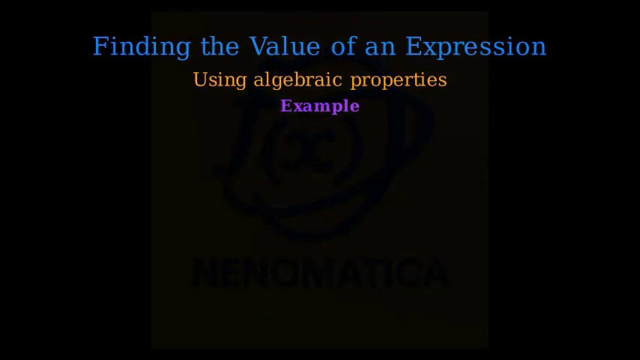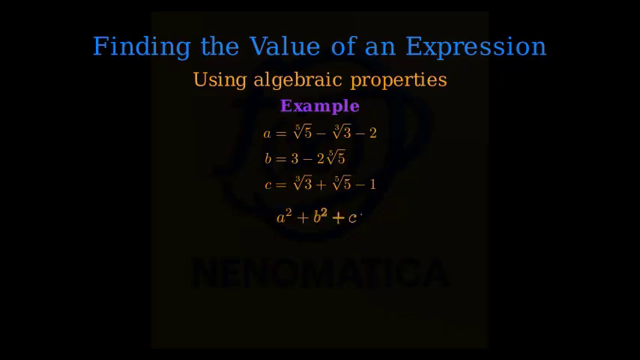Let's look at our problem. Given real numbers a, b, and c that satisfy the following relationships, a equals the fifth root of 5 minus the cube root of 3 minus 2. b equals 3 minus 2 times the fifth root of 5. And c equals the cube root of 3 plus the fifth root of 5 minus 1. We need to find the value of a squared plus b squared plus c squared, divided by a times b plus a times c plus b times c.